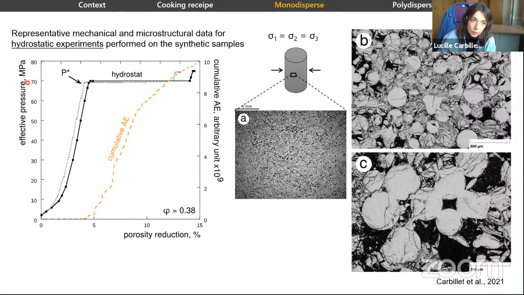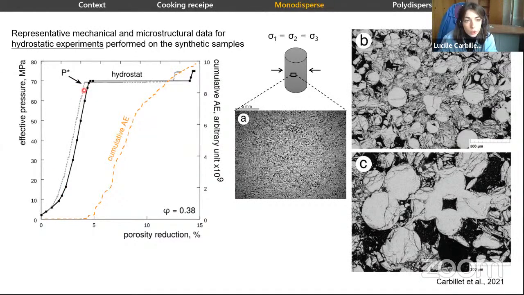These mechanical data are plotted as the effective pressure against the porosity reduction, and in this plot, the hydrostatic curve can be divided into 3 parts. The first part, nonlinear, corresponds to a deformation by reorganization and rotation of grains when stress is first applied. Then we transition to a stage at which porosity decreases linearly with the effective pressure. And this is the part of deformation that we consider to be the elastic regime.